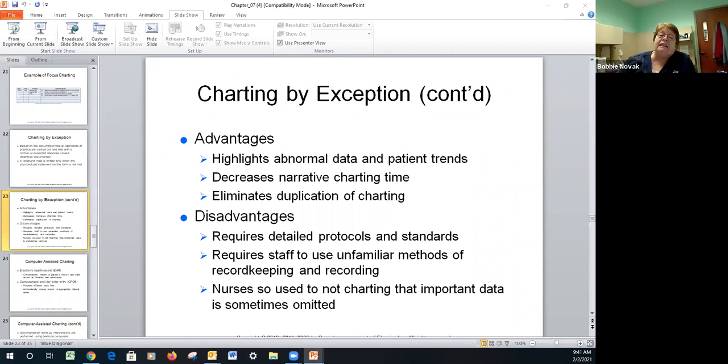Okay. It does require detailed protocols and standards to be written, like what do we mean by normal? It requires the staff to use unfamiliar methods of record keeping and recording. And a lot of times you get so used to not charting that you leave before you chart, and you have to turn around and come back and chart about Mabel today, okay? You can't just leave it till tomorrow. It's got to be done today. So you'd have to come back.